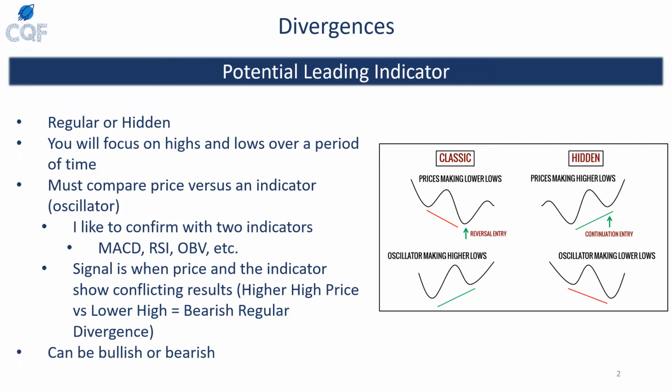Now, like I just mentioned, it could be bullish or bearish. So you really have four types of divergences. You have a regular bullish or bearish, then you have hidden bullish or bearish.